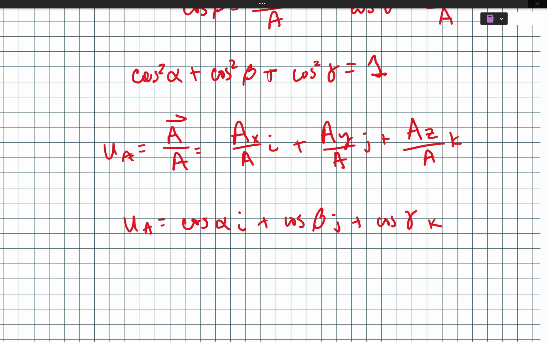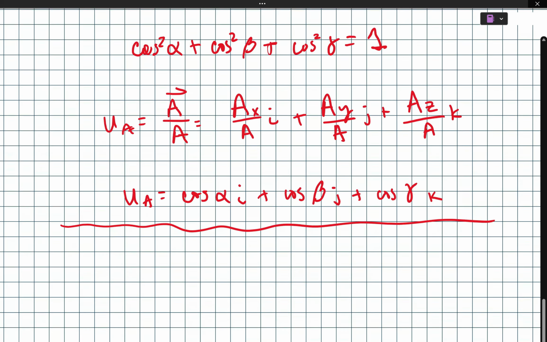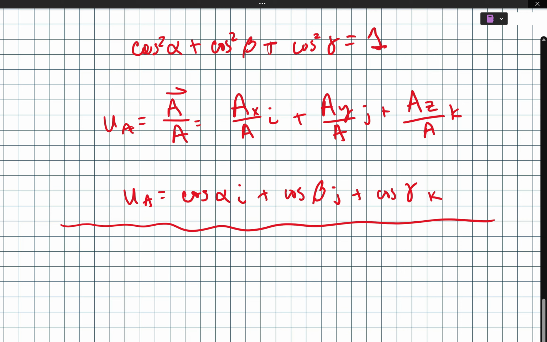Once individual vectors are written in Cartesian form, it's going to be easy to add or subtract them. The process is basically the same as when 2D vectors are added. When we have F sub R, the sum of the forces, it's going to be the sum of F sub x i plus the sum of F sub y j plus the sum of F sub z k.